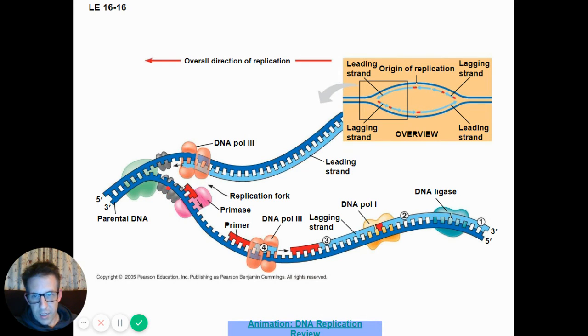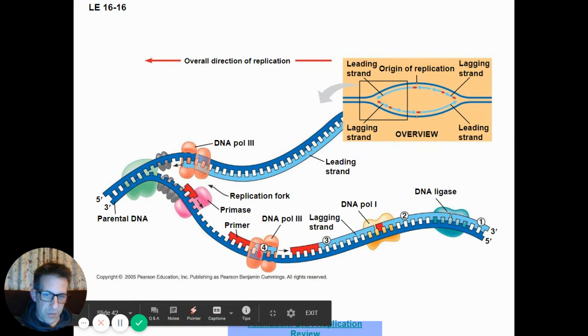These black ones here, I believe, are single-stranded binding proteins. I think this green one right here is helicase. It's unwinding and unzipping. This is stabilizing the single-stranded conformation. We see here primase. Primase is laying down an RNA primer. Okay. This DNA polymerase 3 is laying down some DNA track.